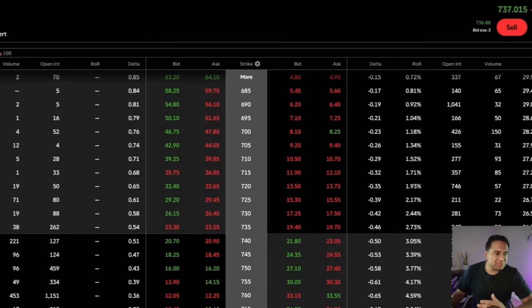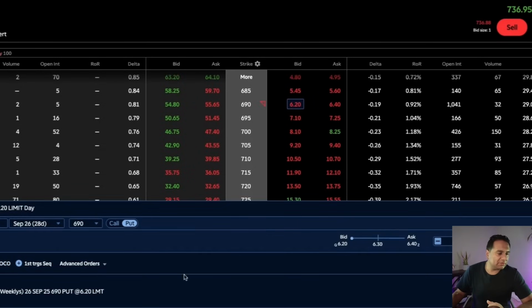Looking at some additional stats, I also like to check the volume and open interest at each of these strike prices. As you can see, looking at the 690, the 695, and the 700 strike price, the 690 strike price has the most open interest and volume. So keeping that in mind, I like to move forward with the 690 strike price. Anytime you want to sell a put option, you can click on the bid price and the order ticket will load up.